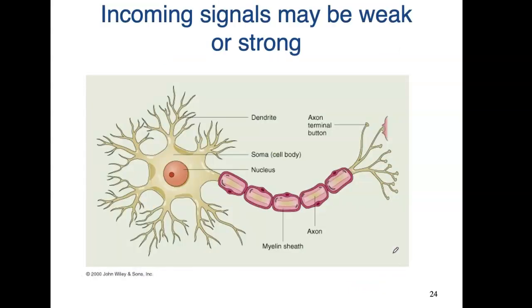So I'm telling you that in this slide, incoming signals may be weak, but they may be strong. And if it's strong, we might have lots of signals coming in, and then they're going to make it to the axon hillock, and that's going to depolarize the axon. But alternatively, it might just be one little signal coming in here that loses strength, it loses current, and it never makes it to the axon hillock. Remember, no myelin sheath here. Yes, myelin sheath on the axon.